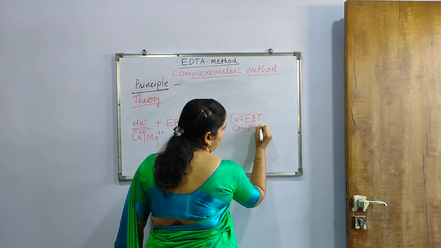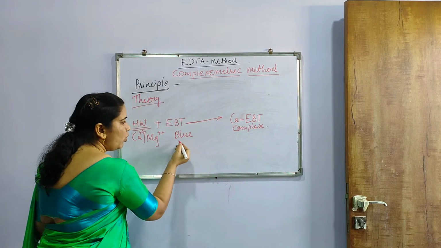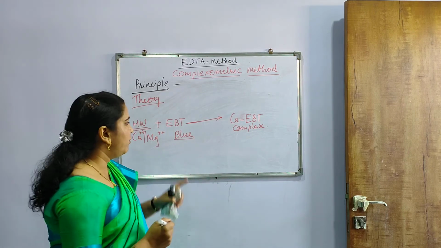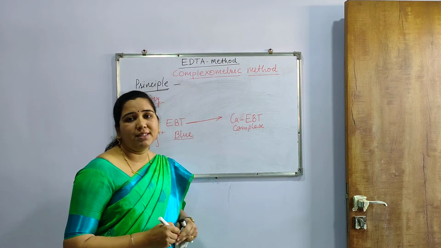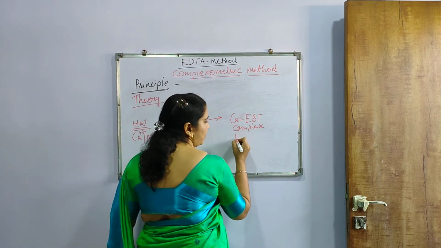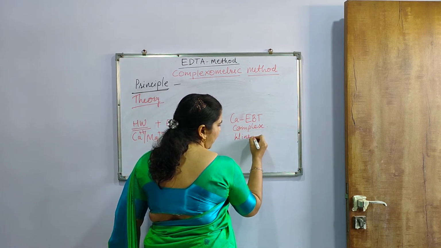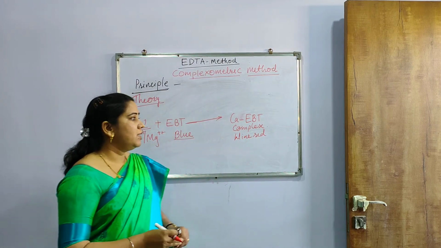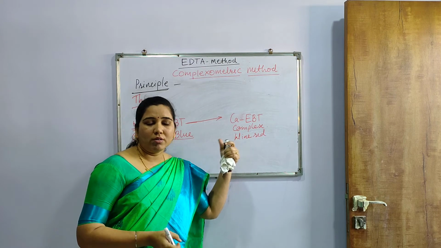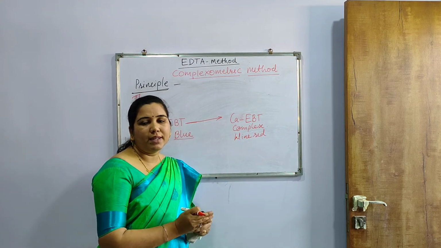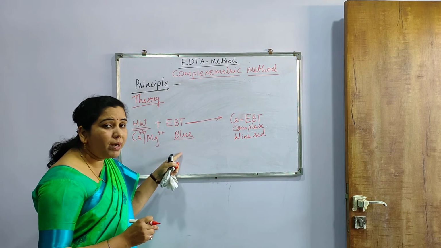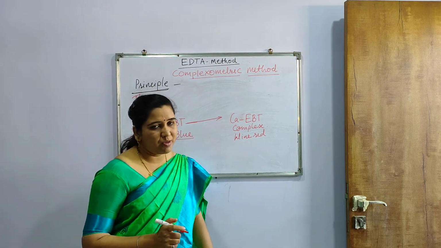Now as we know, EBT is a blue colored indicator, but when it comes in contact with metal ions, it forms a complex, and that complex is wine red in color. So as soon as we add this EBT to our water sample, there is a change of color from colorless to wine red. The color of the indicator is blue, but when it is added, it becomes wine red.